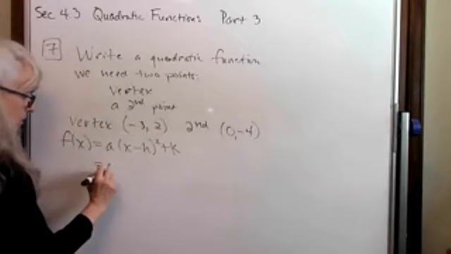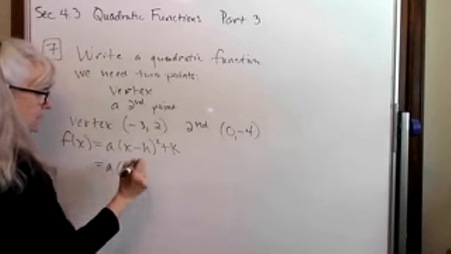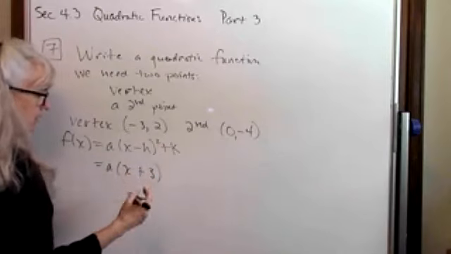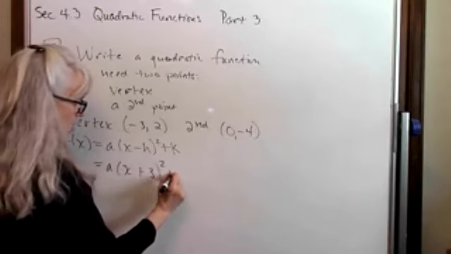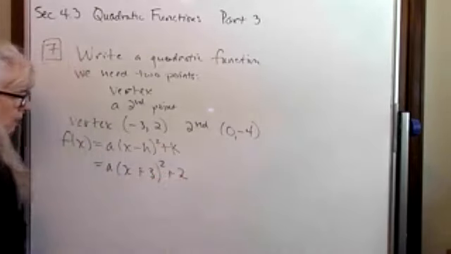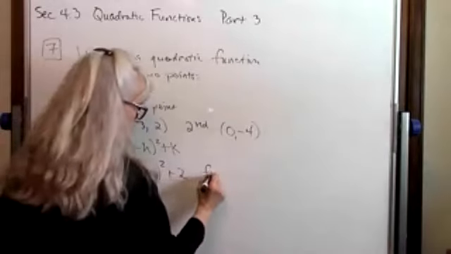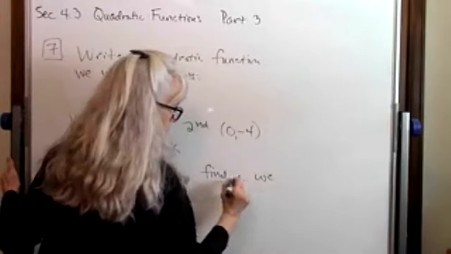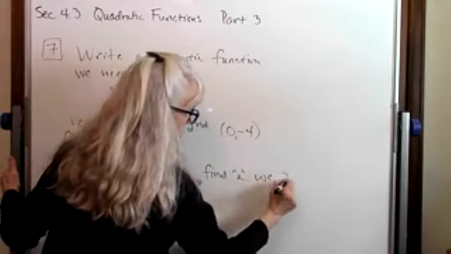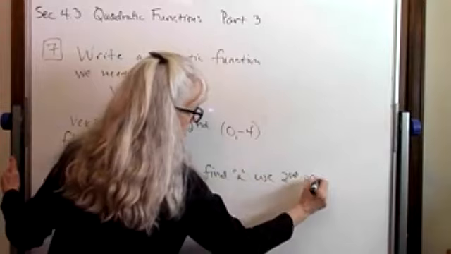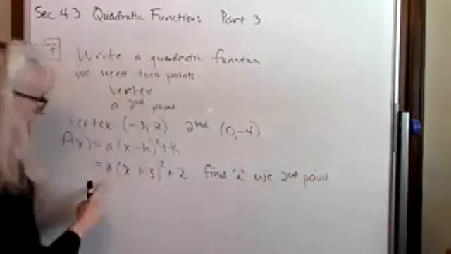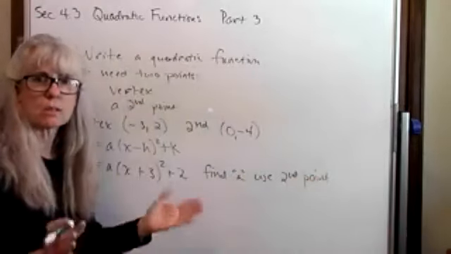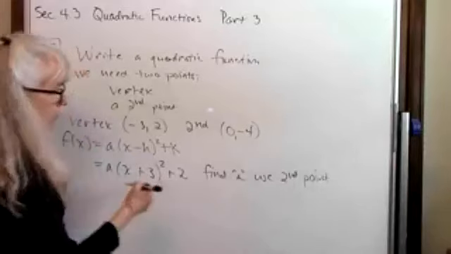So we now know that we have a times x minus a negative 3, so notice as I put it back in the parentheses, its sign gets changed, plus 2. Now what we have to do is find a. And we're going to use the second point. That's why you need that second point in order to find a. And again, a tells us all kinds of wonderful things, the width and the up and the down. So we have to find a.